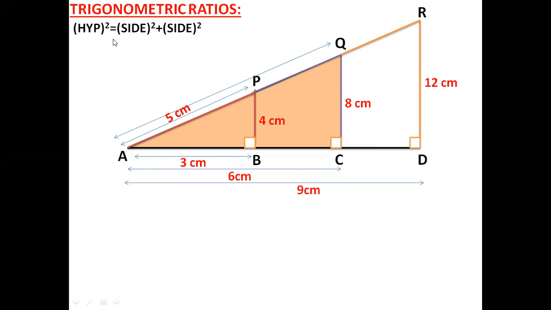So AQ square is equal to one side, that is AC, that is 6 square, plus another side, that is 8 square. So AQ square is equal to 6 square plus 8 square. Here 6 square means you have to multiply 6 by itself 2 times. That means 6 into 6, 36, plus 8 square means 8 into 8, 64. So AQ square is equal to 36 plus 64, which means 100.